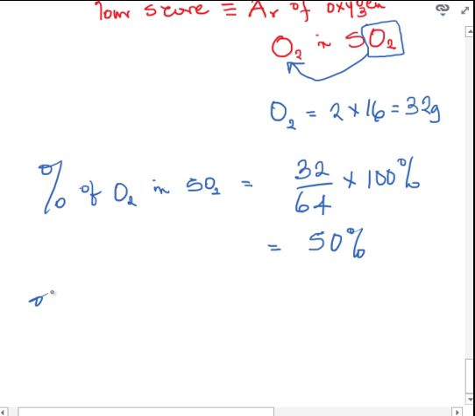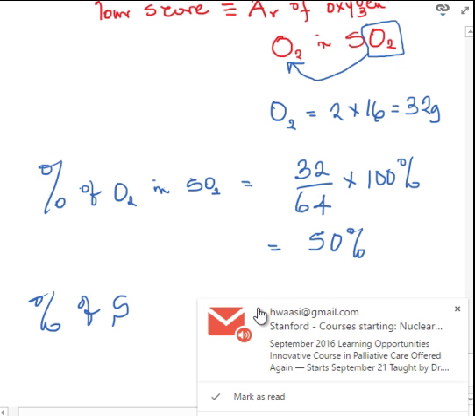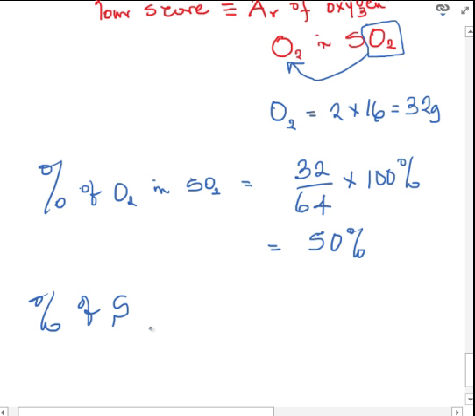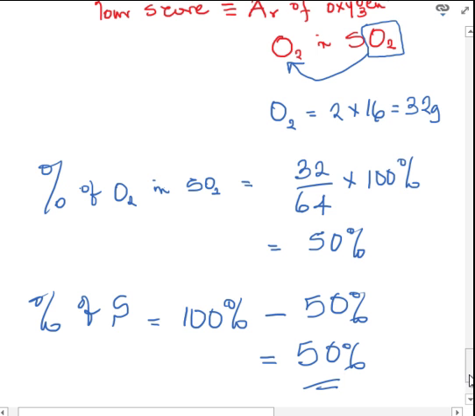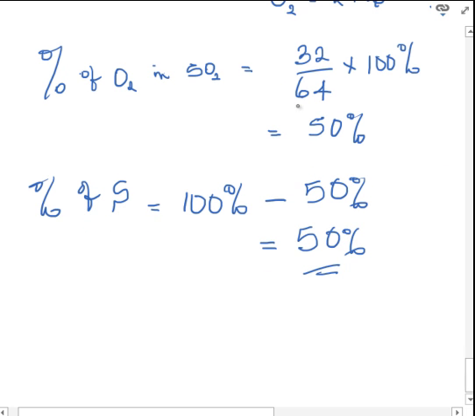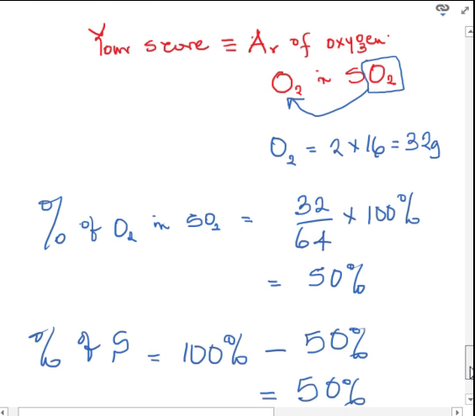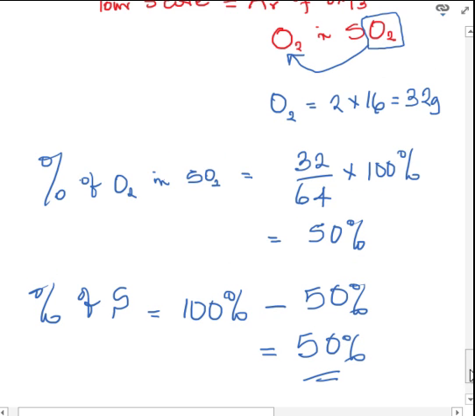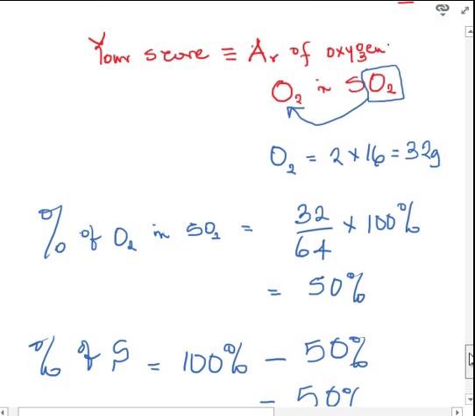What if they ask us to calculate the percentage of sulfur? This is very simple. It's going to be the total percentage minus the percentage of oxygen. Everything is 100%, and that of oxygen is 50%. So for sulfur, it's going to be 50% as well. If you are not convinced, you can go over it and do the calculation again. You just put sulfur over the total mass. That's how to calculate the percentage by mass of a substance in a compound. I'll give you some questions later, inshallah. Assalamu alaikum.